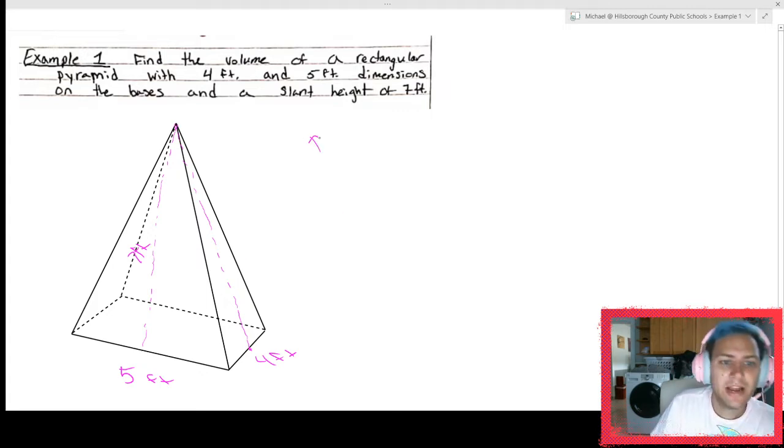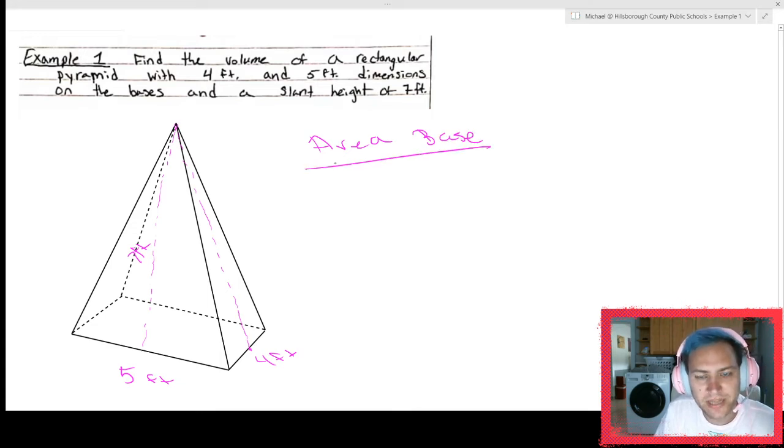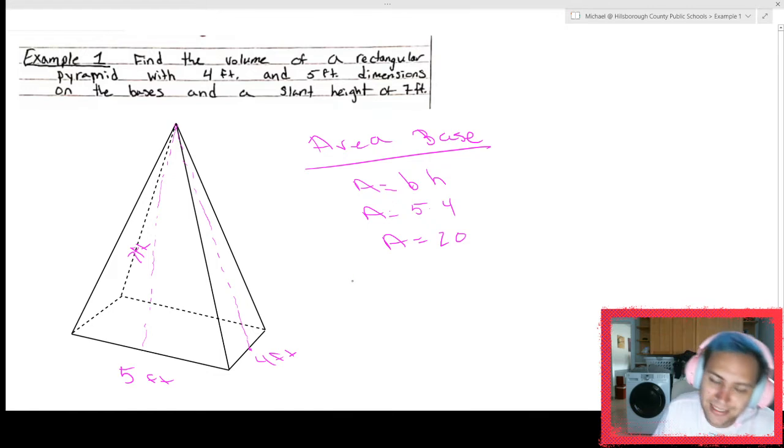Okay, so area of the base is my first step, right? Find the area of the base. To find the area of the base, we're just going to pick our formula. In this case, my base is a rectangle, so my formula is base times height. My base times height is going to be 5 times 4, so area equals 20. Boom, have that done.